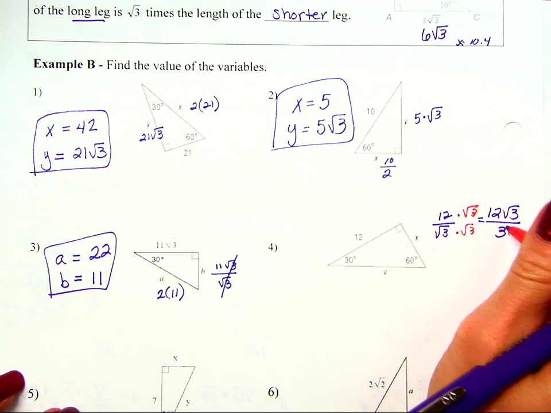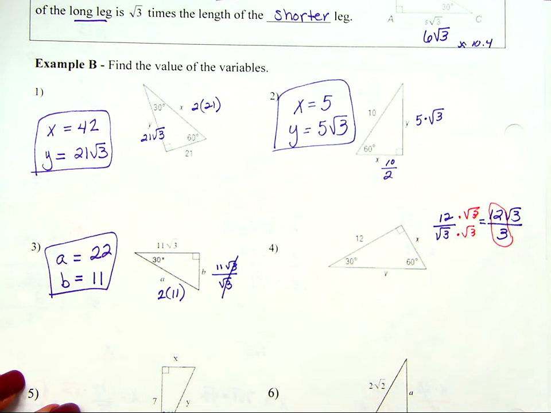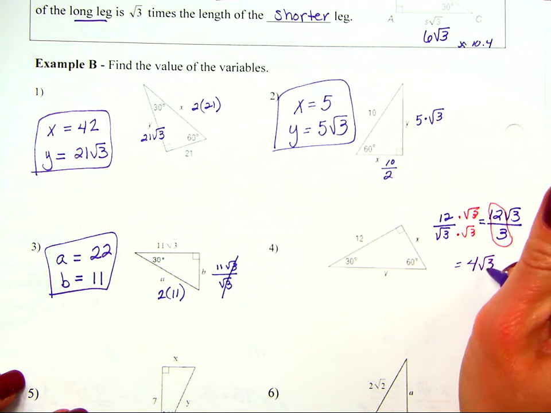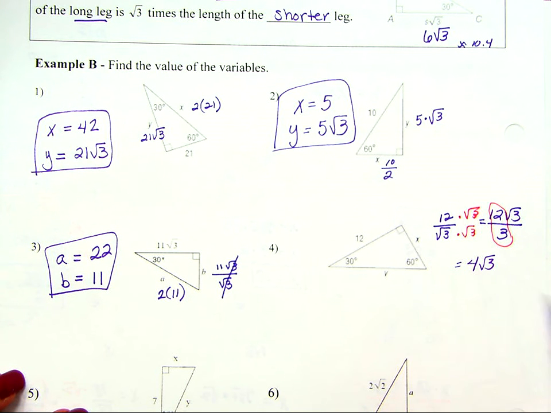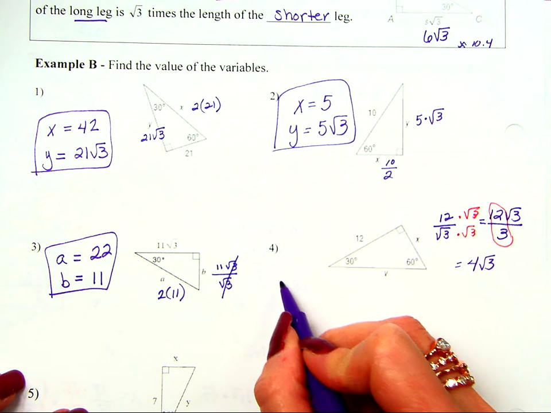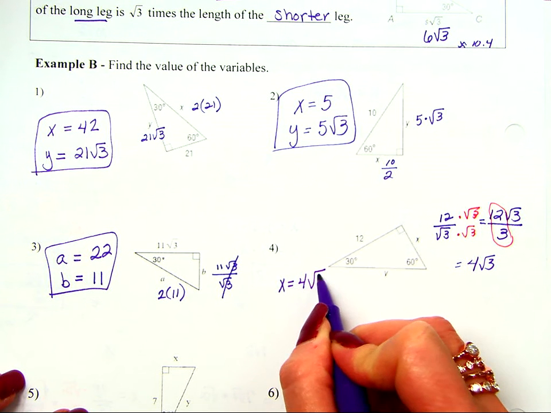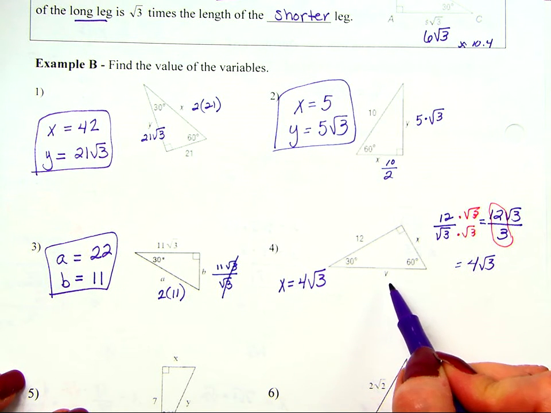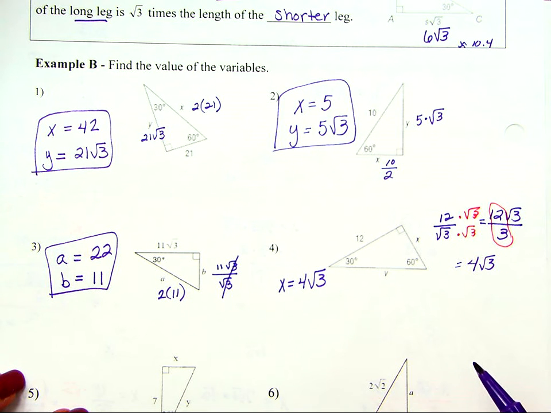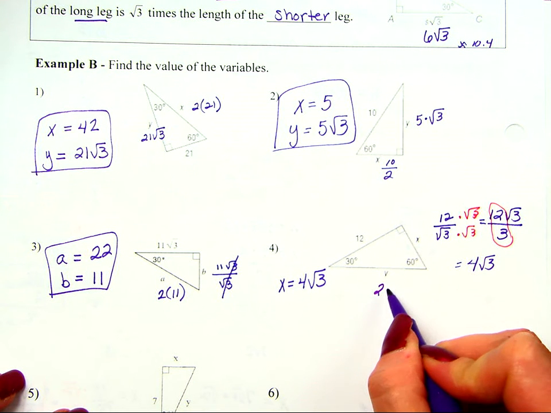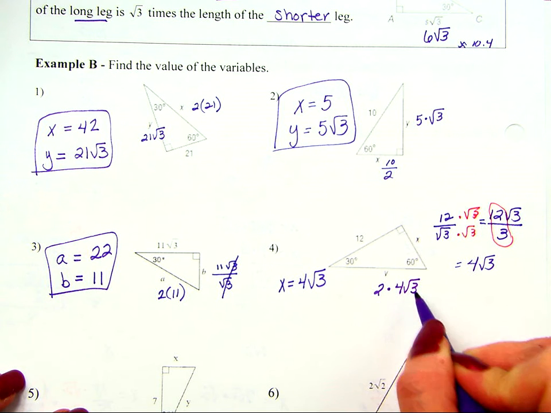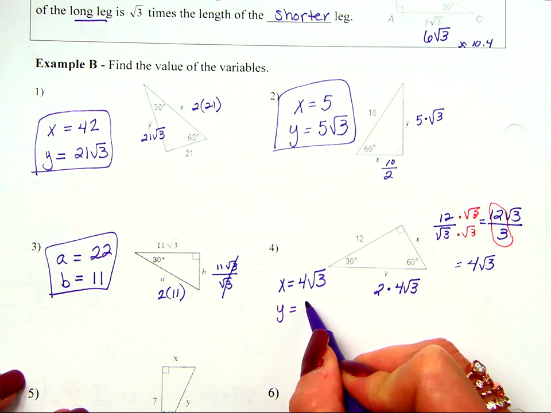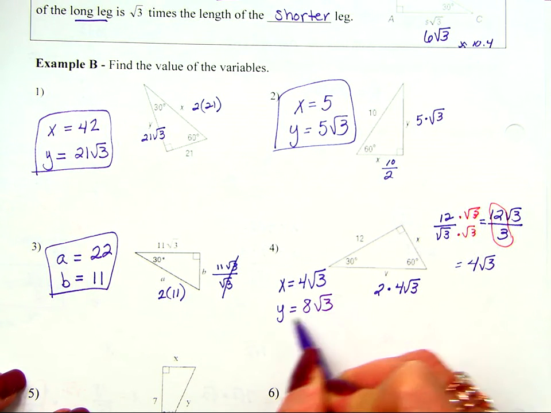And then I do see that I can do a little bit of reducing. 12 over 3 reduces. We're going to call that a final answer of 4 root 3. So my short leg, x, is 4 root 3. What about my hypotenuse? Well, I know my hypotenuse is double that. Doubling means times 2, right? Can you take 2 times 4 root 3? Yeah, we talked about that last time. You can just multiply your whole numbers, and that would end up giving me a final answer of 8 root 3.